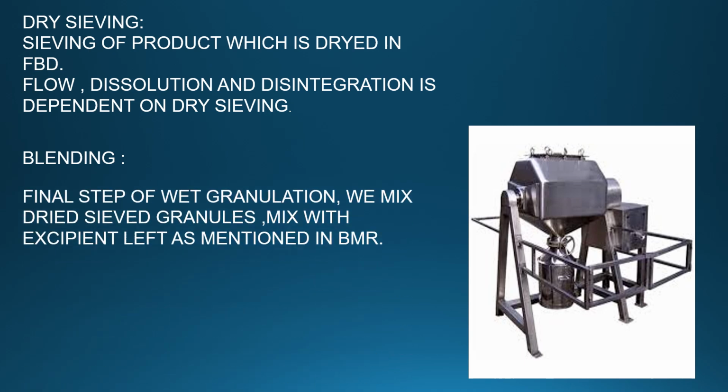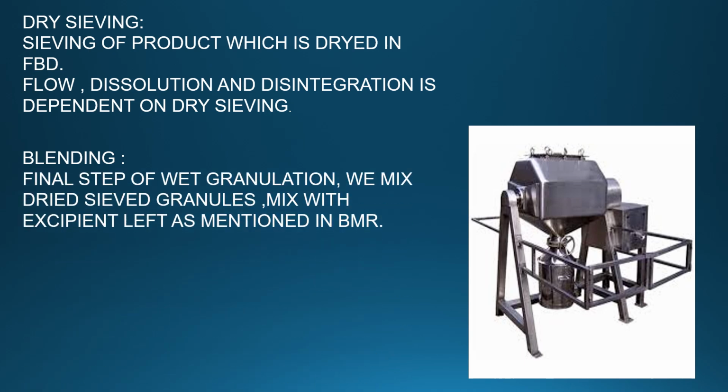Last stage is blending, the final step of wet granulation. We mix the dried, sieved granules with the remaining excipients as mentioned in the BMR. In the previous slide, we had discussed how pre-mixing takes place, in which we add the API, diluent, or disintegrant first and dry mix it. Then addition of binder, which converts it into a wet mass. And final is the blending, where the remaining materials are added for the final product to get ready for the compression stage.